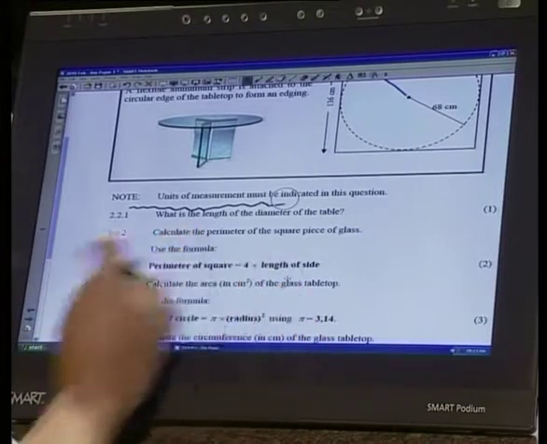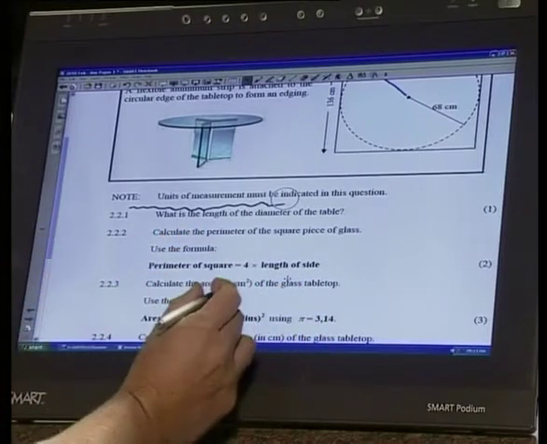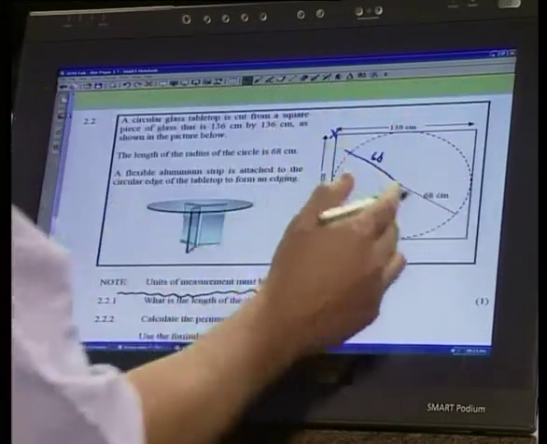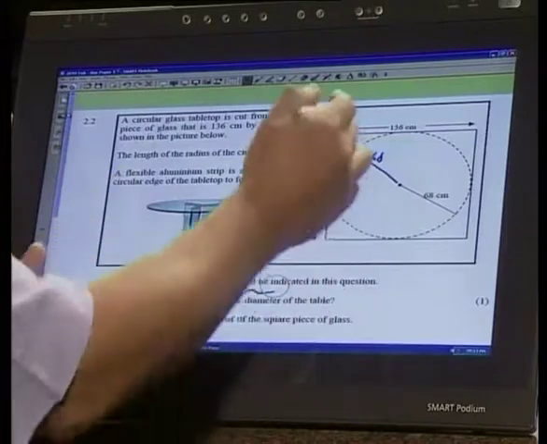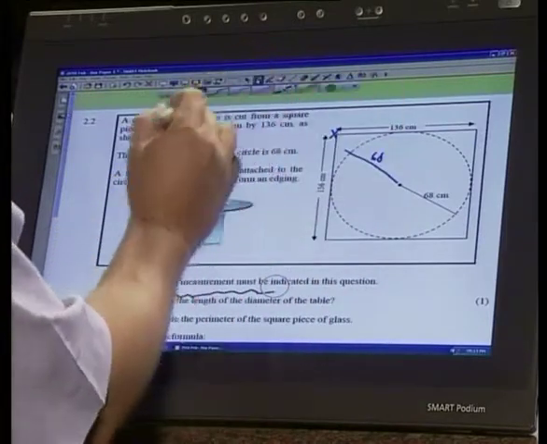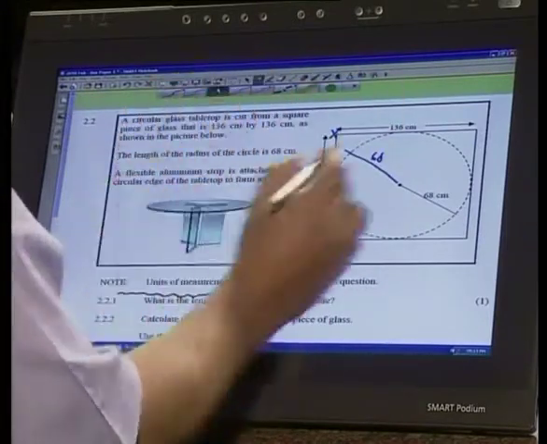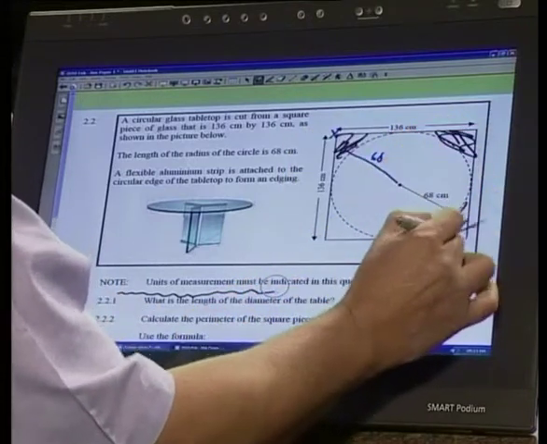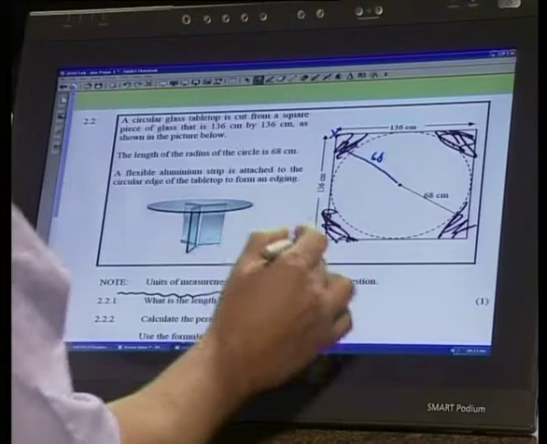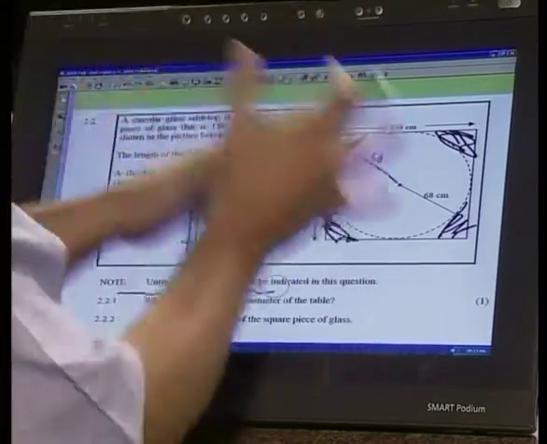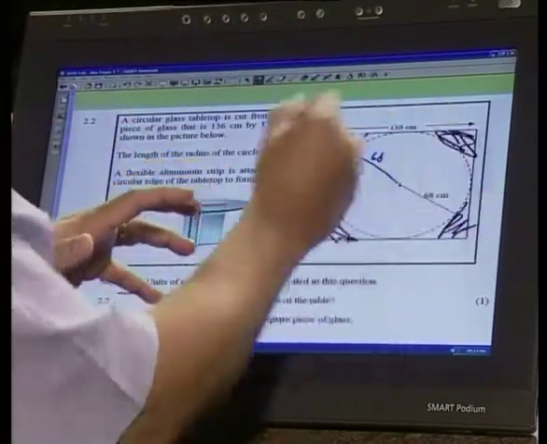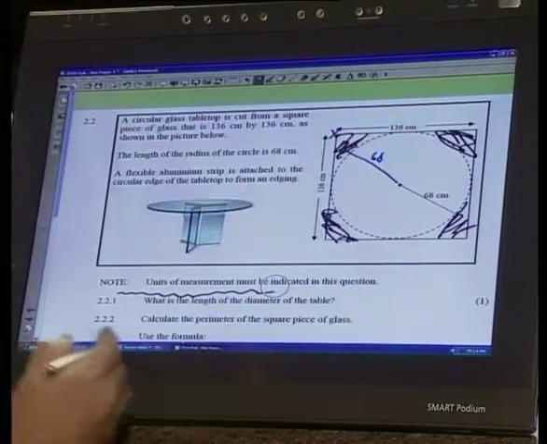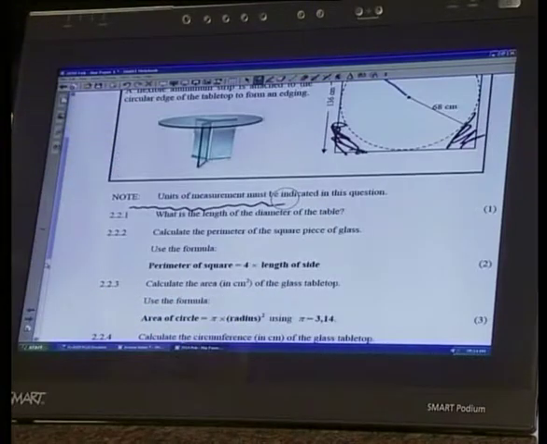Let's get rid of some of this. Calculate the area of the glass top table. So here's our glass top table. Remember, we had a square piece. We've cut all this stuff away. Let's get rid of it. Here we go, in red. We've got rid of all this stuff. We don't need it. Why? Because if I came home with a square piece of glass, my wife would smash it over my head. She wanted a round piece. So I've asked them to cut it. That's what I've got. And the question now says, calculate the area of that. So that's what we're going to do.